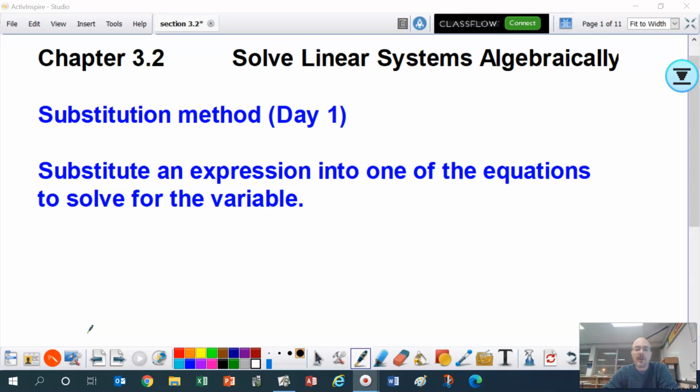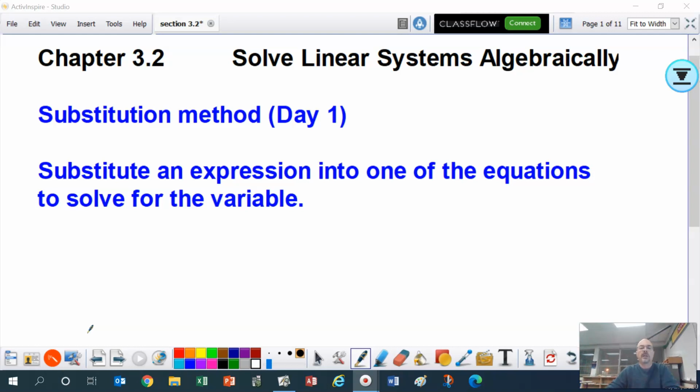Chapter 3 is all about solving systems of equations. We are skipping Chapter 3.1, which is on graphing them, where we see where the two lines cross each other. But we're going to solve them in other ways with Chapter 3.2. We're going to take 2 days on this because there are two methods we're going to use. One is to solve using the substitution method, and then in the next video for day 2, we're going to look at the elimination method.